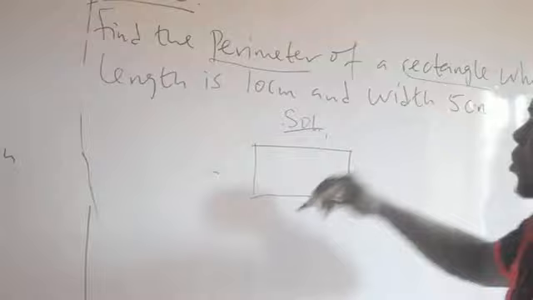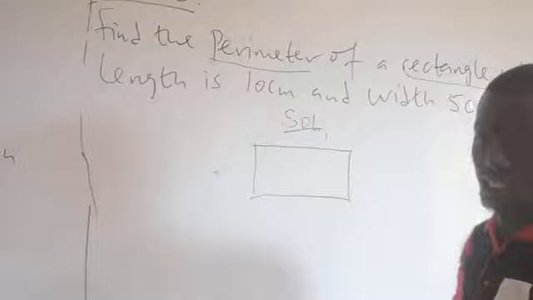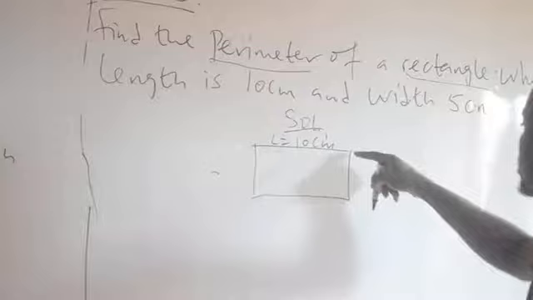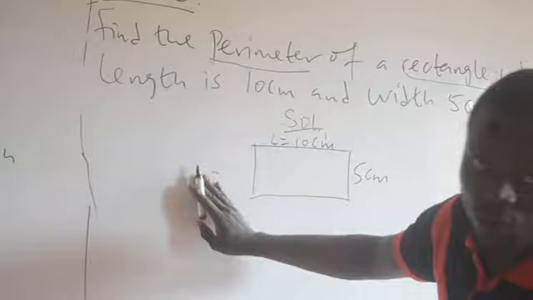So we don't know the perimeter. Perimeter has to do with the total length of the shape, the total distance covered by the shape. This side, this side, this side, and this side. So we are told that the length, that is this longer part of it, is 10 cm. And the width, we call it the breadth, is 5 cm. So applying the formula to find the perimeter.